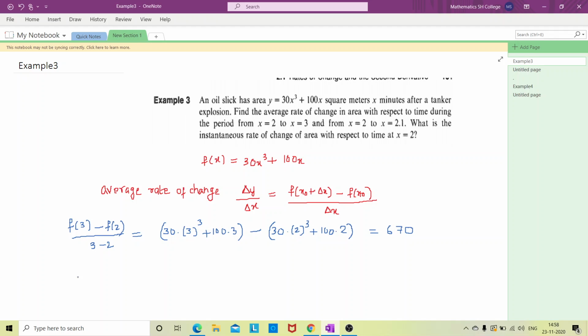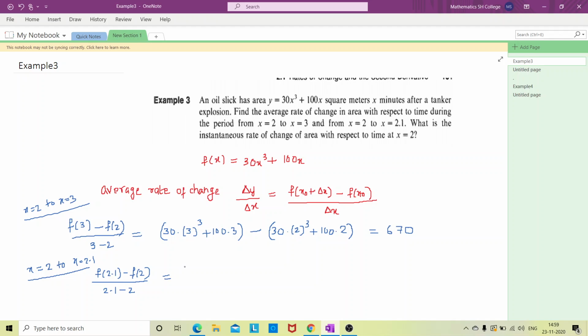So this is from x equal to 2 to x equal to 3. Now in the same way we can do from x equal to 2 to x equal to 2.1. The second part also we can do in the same way. So in that case our equation becomes f at 2.1 minus f at 2, whole divided by 2.1 minus 2. This is the delta x, the change in x. As x changes from 2 to 2.1, the change is 0.1 here.